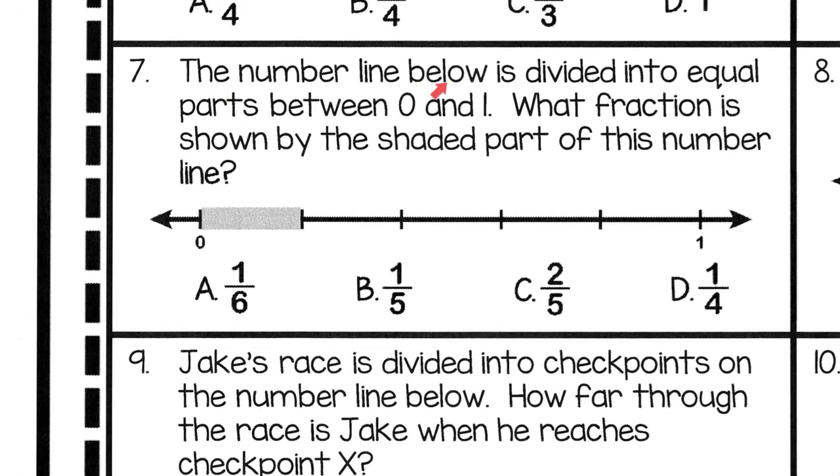Number 7, the number line below is divided into equal parts between 0 and 1. What fraction is shown by the shaded part of this number line? Well, I think we should start by counting our pieces again. 1, 2, 3, 4. There's 5 pieces here. So if that's 0 out of 5, then this bit here is going to be what out of 5? Okay, I'm going to let you solve that one.